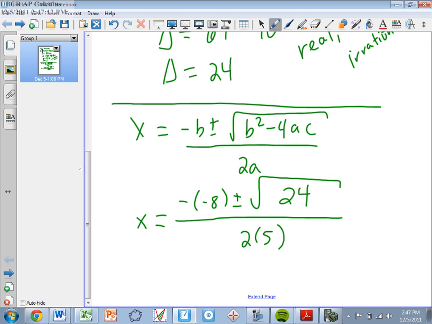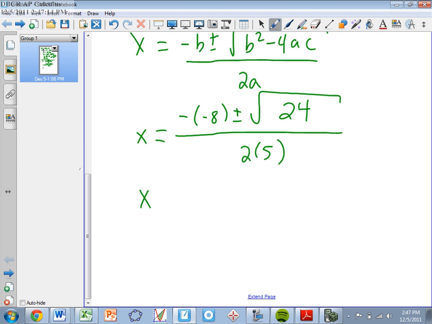Well, let's take a look at our roots here. We're going to end up with a negative 8 is positive 8, plus or minus the square root of 24 all over 10. Can we take the square root of 24? No. Can we get a whole number answer from it? No. We can't. Thus, it is irrational. Remember, the square root of 24 is not a rational number.